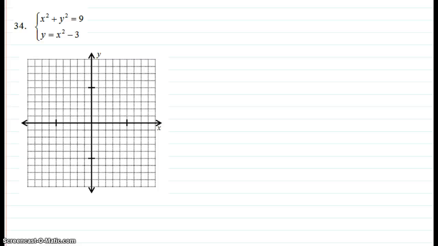This would also be a good time to pause the video and try this one on your own. Alright, so we have a circle, and now since this is an x squared, we're going to have a parabola. So let's graph our circle first. It has a center of 0, 0. The radius is just going to be 3. We go up 3, right 3, left 3, and down 3. And draw our circle.